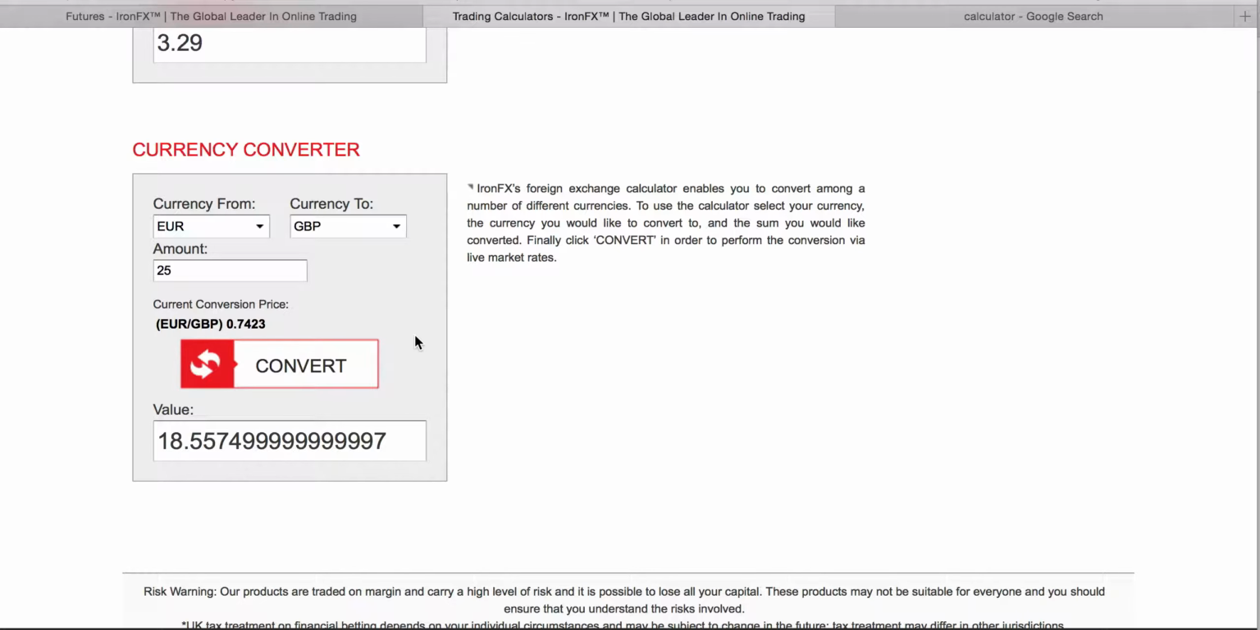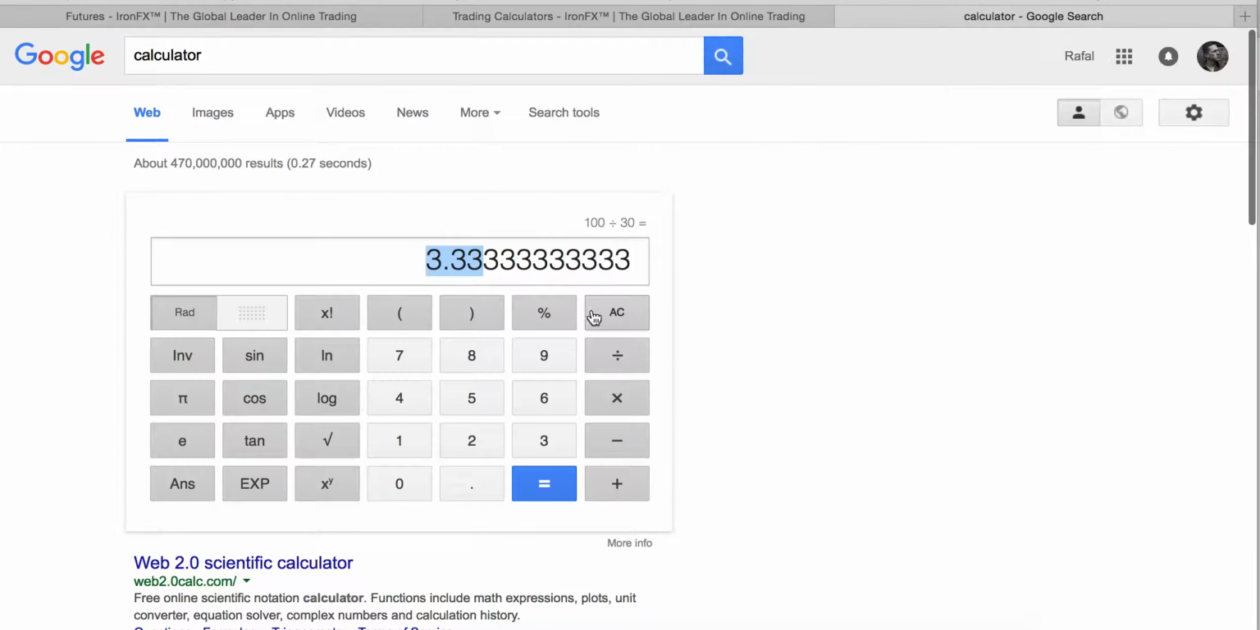So now what we need to do is take this number, 18.5574, and divide it by 3.33, and we get 5.5727. And we know that this is sort of a ratio. This is how many times less we need to trade instead of one whole lot. So now we just take our one lot and divide it by 5.5727, and we will get 0.179. So let's say 0.18.